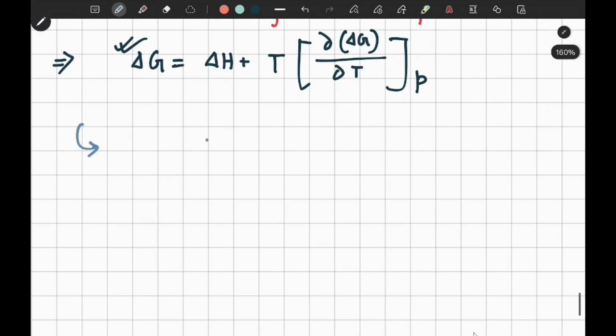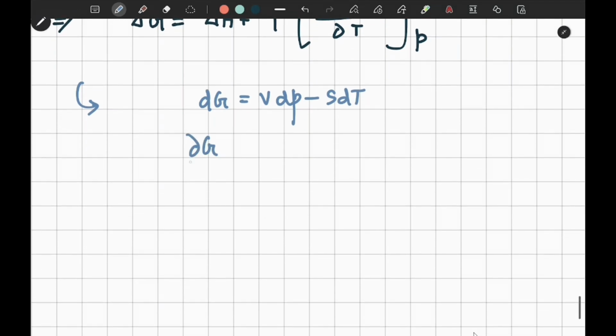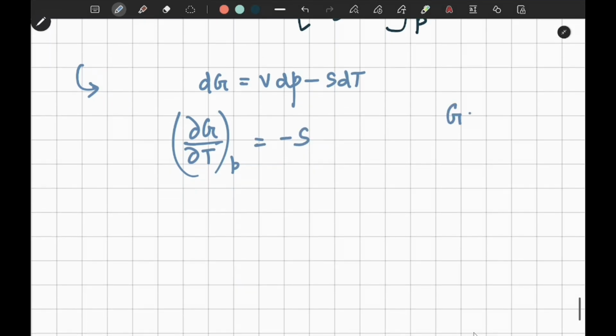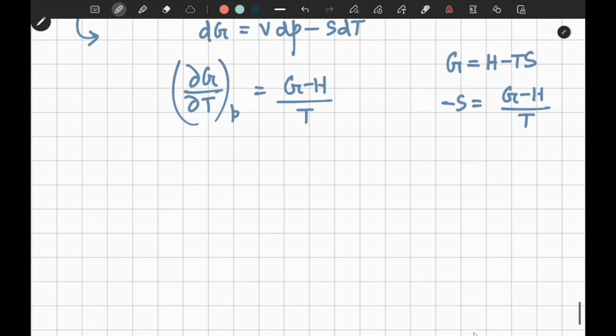So you know dG equals Vdp minus SdT. This is known to you. So from here you can write del G del T at constant pressure is essentially minus S. Clear? And you know G is defined as H minus TS. So if G is H minus TS, from here you can write minus S eventually is G minus H by T.